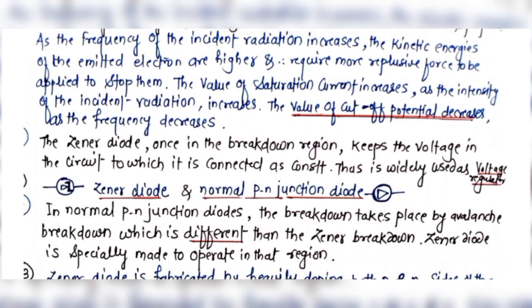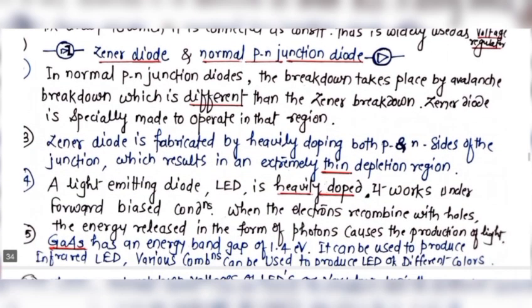A Zener diode, once in the breakdown region, keeps the voltage in the circuit to which it is connected constant. Thus, it is widely used as a voltage regulator. This is the symbol of a Zener diode and a normal PN junction diode. In a normal PN junction diode, the breakdown takes place as avalanche breakdown, which is different from the Zener breakdown. A Zener diode is specially made to operate in that region.